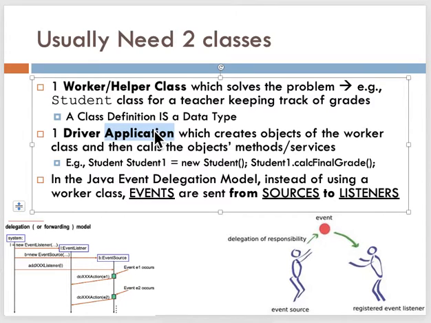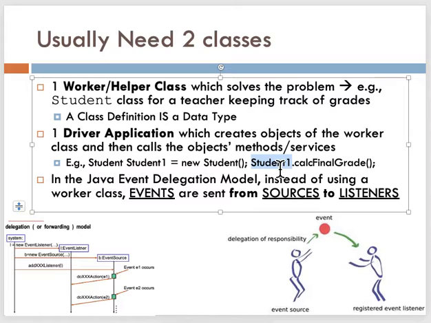Within that main method, you'll eventually build objects of another type, and that type is the helper class data type that you have. We saw that, for example, when we were trying to keep track of student grades, we had a helper class called student, and then we used the student class in the driver application, in that main method, to create student objects.